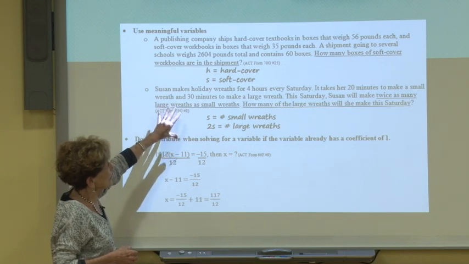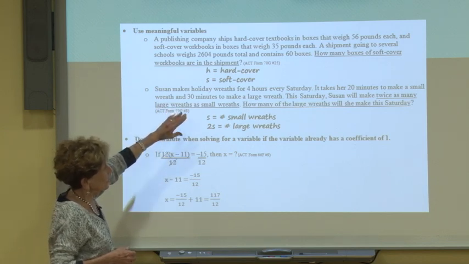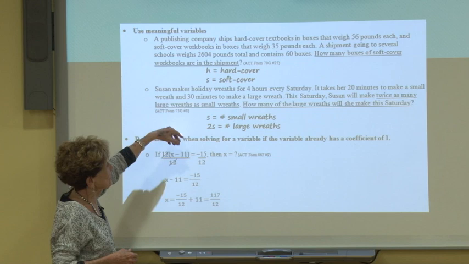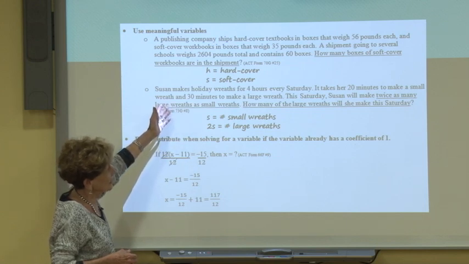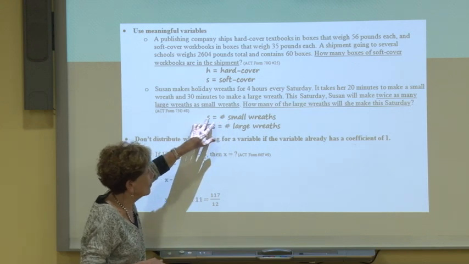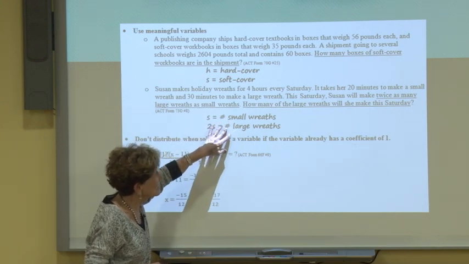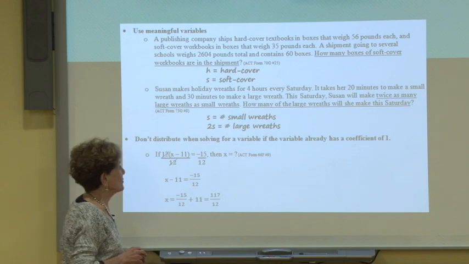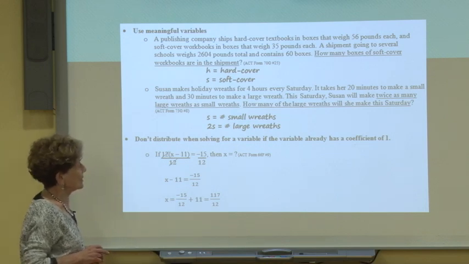Same thing here. You're making holiday wreaths. 20 minutes to make a small, 30 minutes to make a large. She'll make twice as many. So S is the small and 2S is the large. You don't have to use x's and y's.